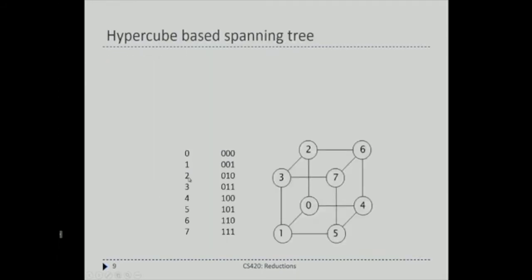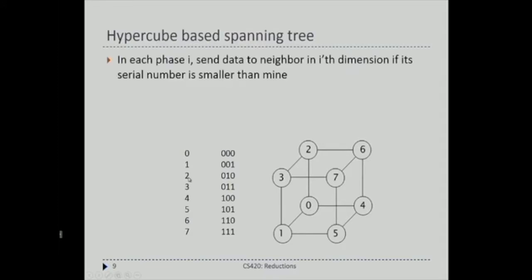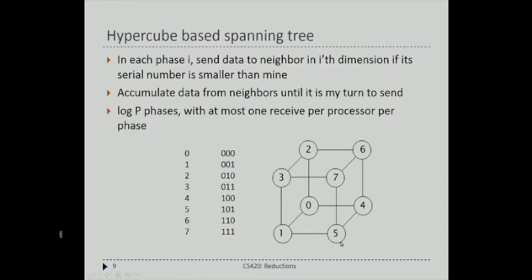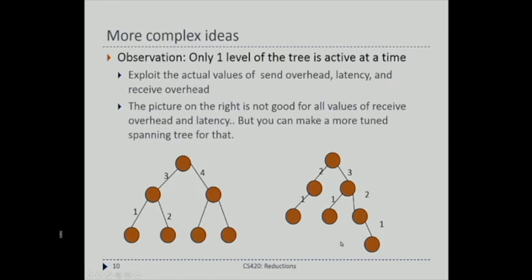Okay. So the hypercube, I think what we're talking about is what this picture is going to show. So again, if you convert the number to binary, that's what it looks like. Accumulate data from the neighbors until it is my turn to send, and that's all everyone is going to be doing, right? All right, I think you can work that out.